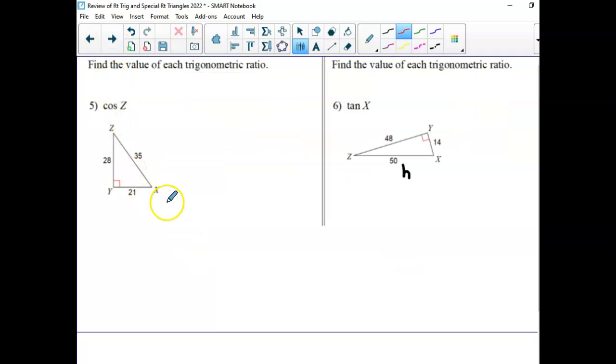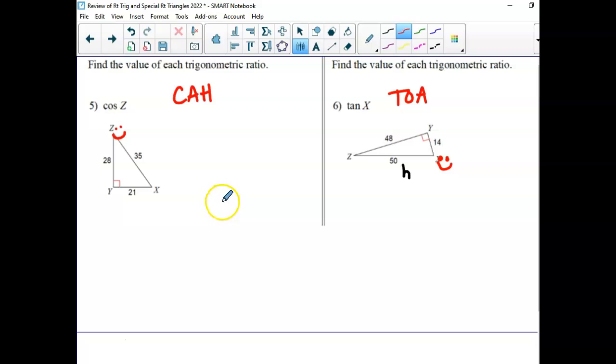All right, so can you try these two real quick? Number 5, you're standing up at Z. Cosine is adjacent over hypotenuse. And tangent, you're standing over at X. And tangent is opposite over adjacent.